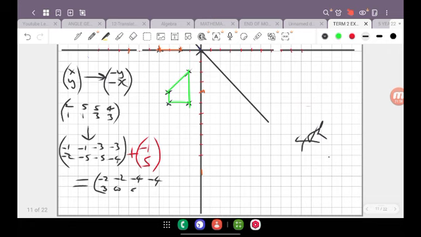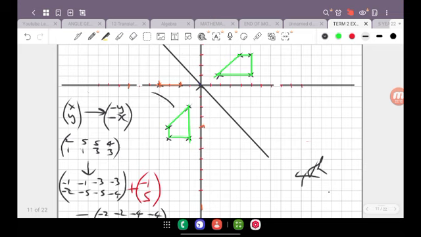-5 plus 5, that's also 0 again. And -4 plus 5, that's going to be +1. All right, so if we go ahead now and plot these new points, you'll find that this green shape right here is going to be translated.